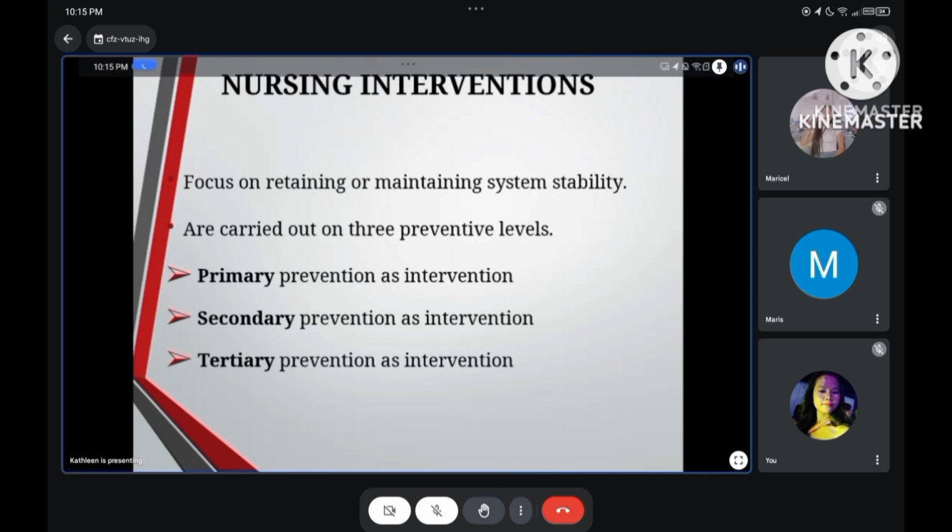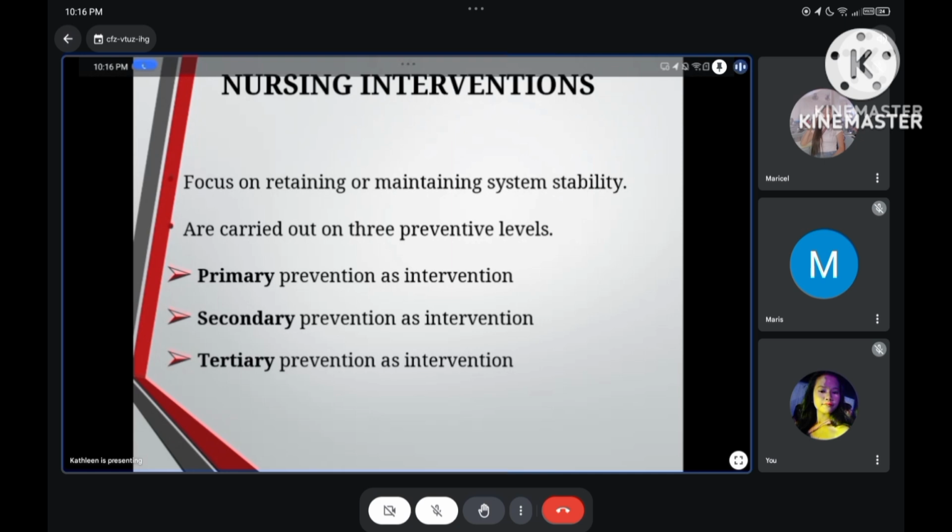This is when a nurse provides education to a community on proper nutrition, regular exercise, and stress management techniques to prevent the onset of heart disease. This strengthens the community's defenses against potential health issues.